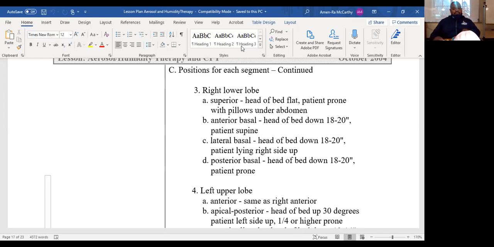Lateral basal segment. The lateral basal segment will be head of the bed down 18 to 20 inches, patient laying right side up. I might have just did that one, I'm sorry. But you got it twice.